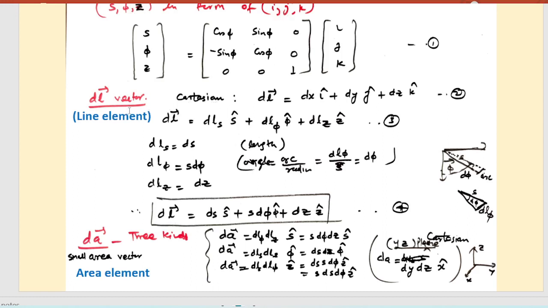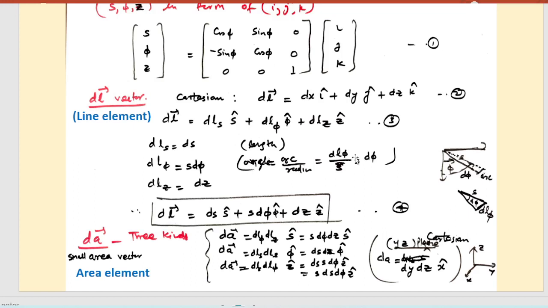Again we have the line element vector or displacement vector, area vector, and the volume element. These also can be found using the values. So using this geometry, first we know that the line element is small changes along the 3 axes, but here again we cannot write it like ds plus d phi plus dz, because they depend on the angle phi also. So that's why dl_s will be ds, because s does not depend on phi, and dl_phi will be again the change in this phi, from phi to phi plus d phi, this arc, this curve.